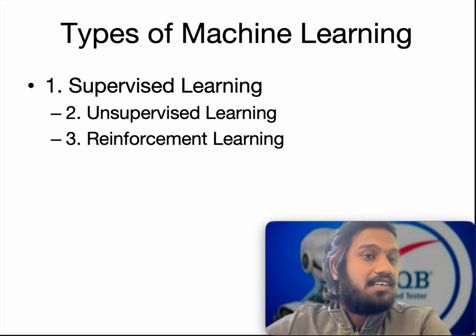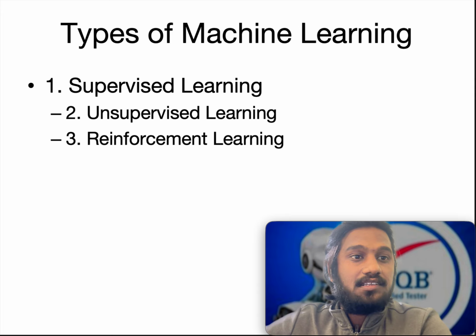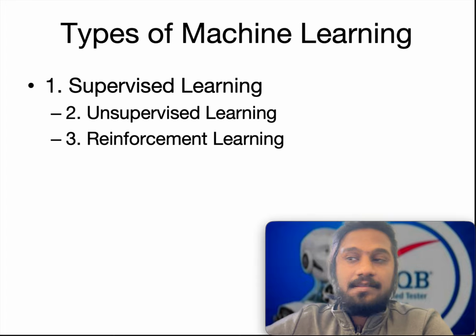So we'll see the types of machine learning. There are three main types of machine learning: supervised learning, unsupervised learning, and reinforcement learning. So let us understand each clearly.